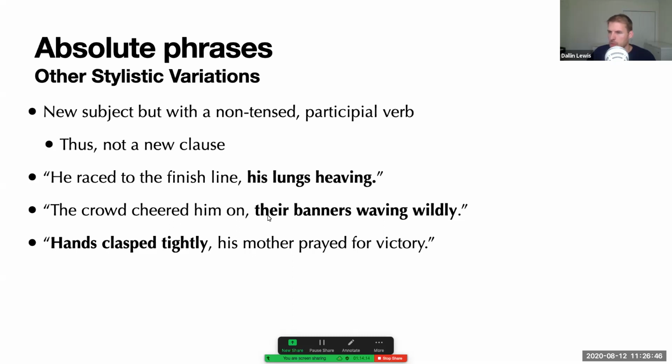And we could potentially move this around, right? The crowd, their banners waving wildly, cheered him on. That works fine. Finally, hands clasped tightly, his mother prayed for victory. So this is an example where we use the past participial rather than the progressive participial, the present participial. Clasped being that past one, hands being the subject of this absolute phrase. And then here we have the independent clause.